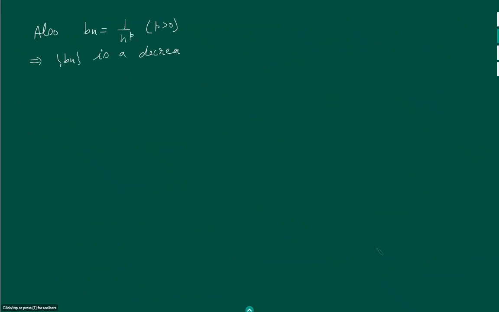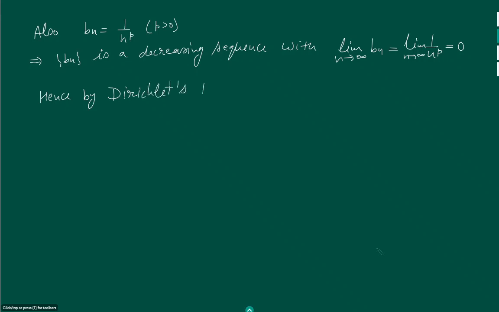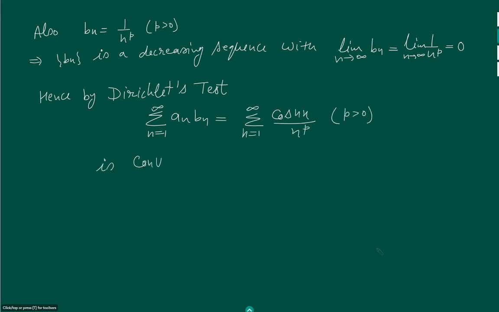Now what about Bn? Bn is 1 over n raised to p, where p is positive. So Bn is a decreasing sequence with limit of Bn 0. So Bn is a decreasing sequence whose limit is 0, and hence by Dirichlet test the series summation an bn is convergent, for all those x for which x is not an integral multiple of 2 pi.